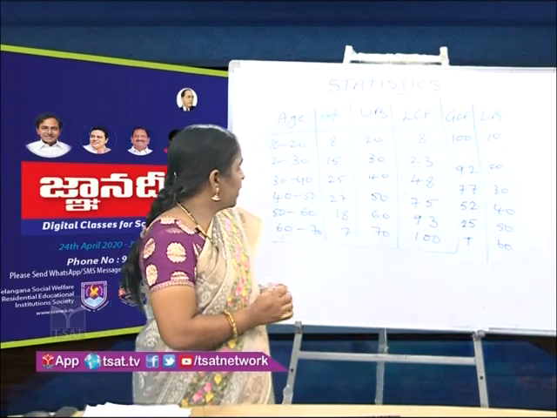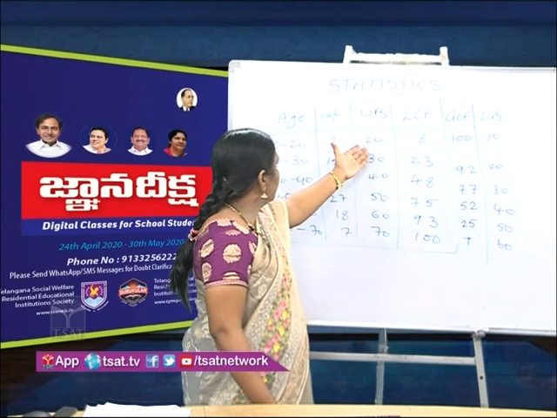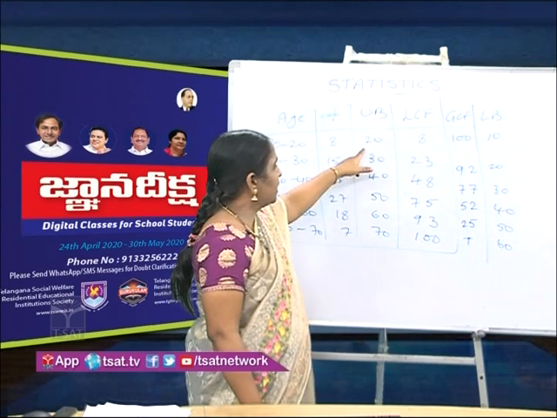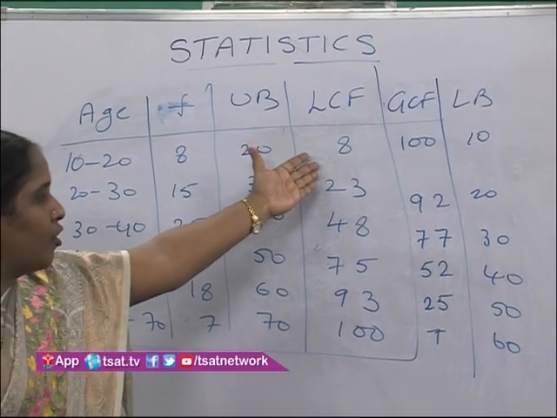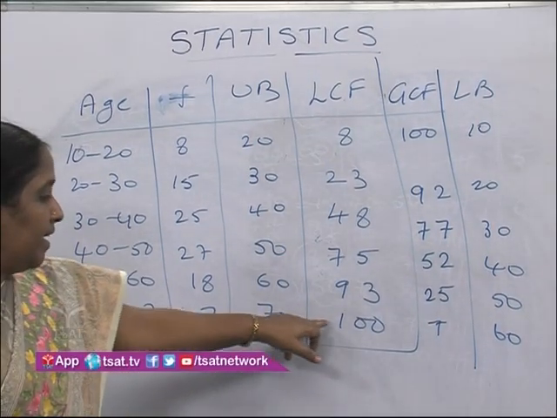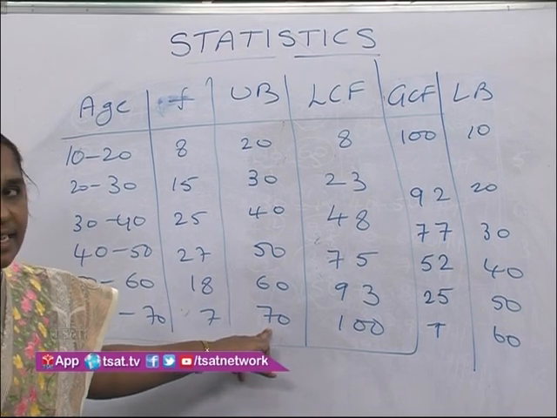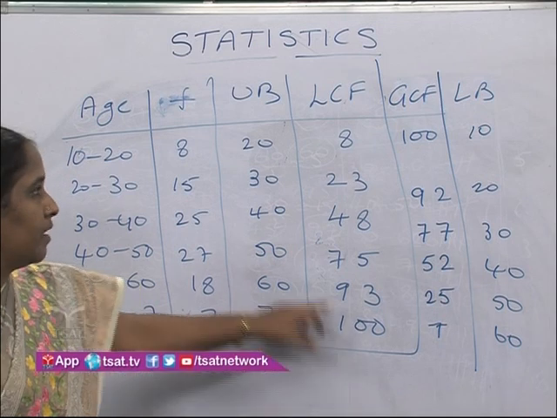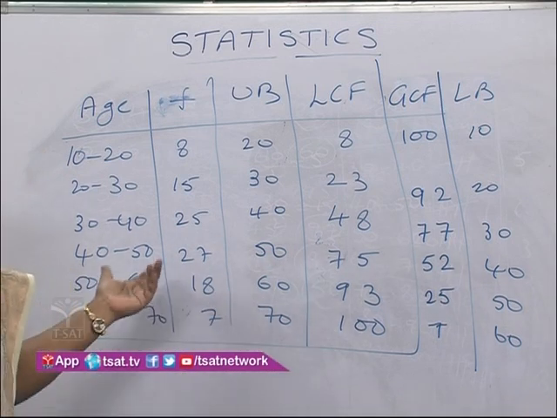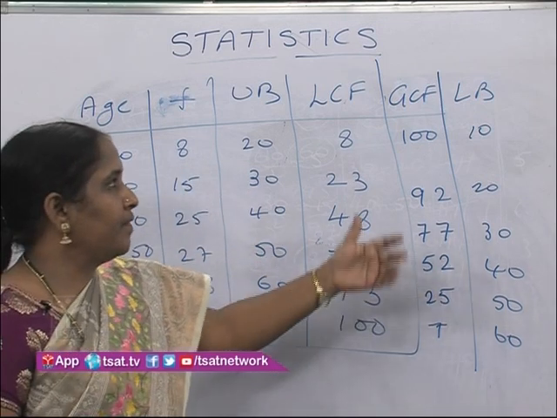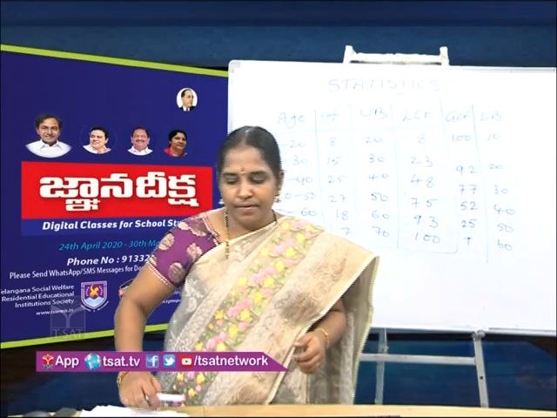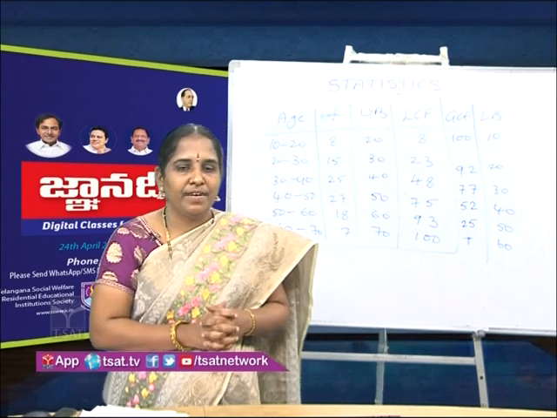So here if you look at this, the patients less than the age of 70 years, 100 people have been admitted in the hospital. So for knowing less than, we use LCF, for knowing more than, we use the GCF table. So this is how we can find LCF and GCF.